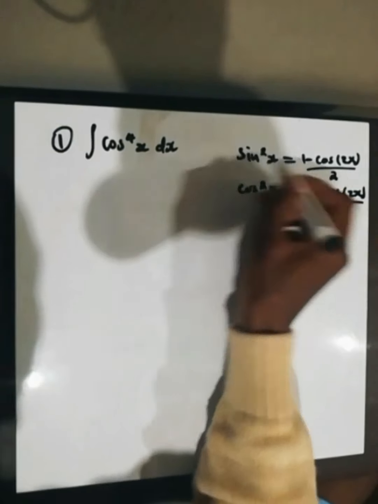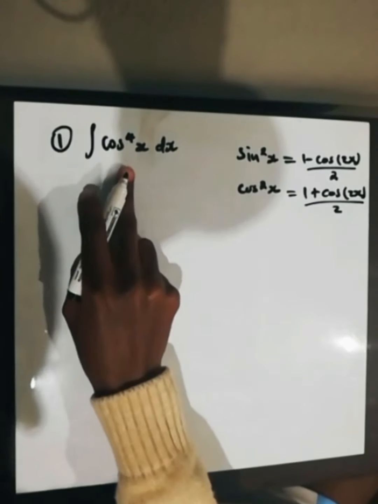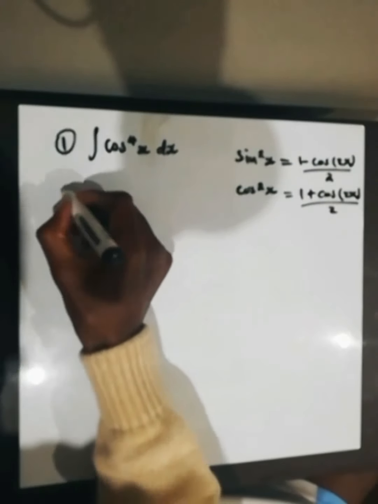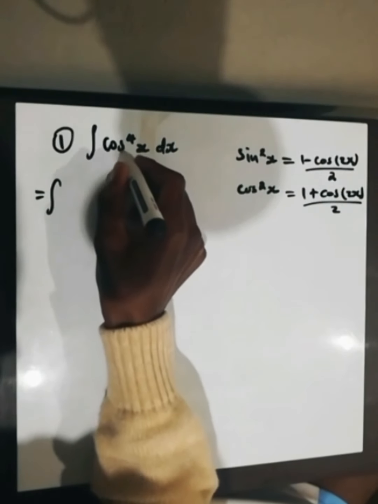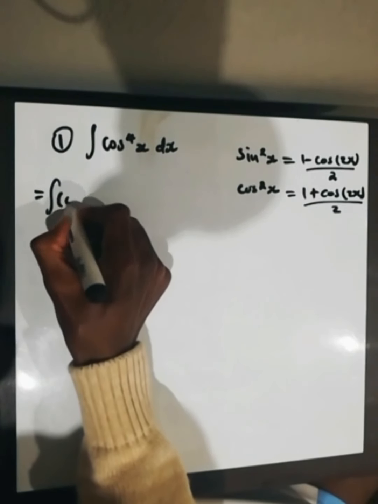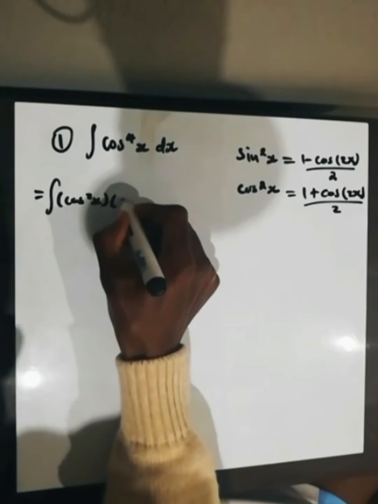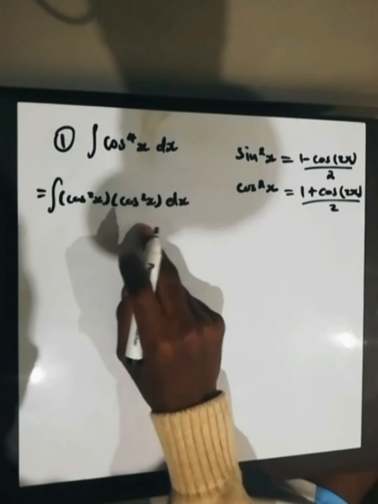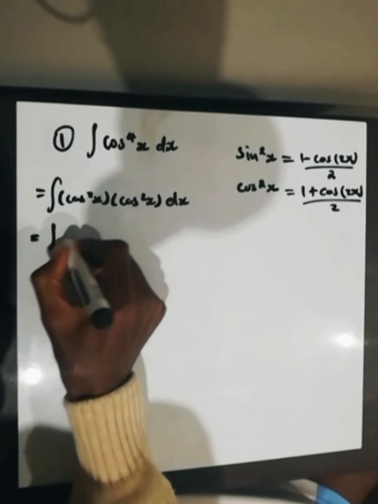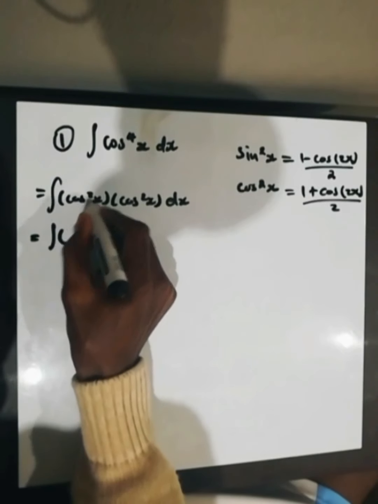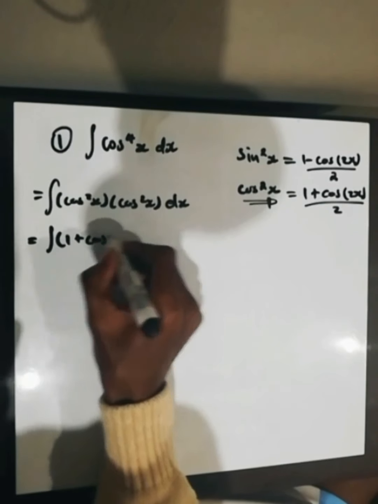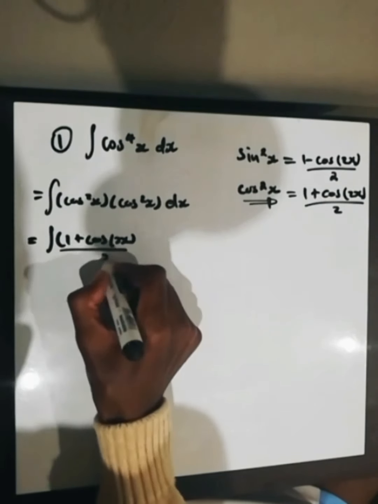Now let's try and apply this information in this one. Before you can integrate this one, you need to be able to simplify. If it's in the simplest form, then it's easy to integrate. Therefore, we have cos raised to the power of 4, which is the same as cos squared x times cos squared of x. We still integrate with respect to x. Now we replace cos squared of x with the identity, which is 1 plus cos of 2x all over 2.